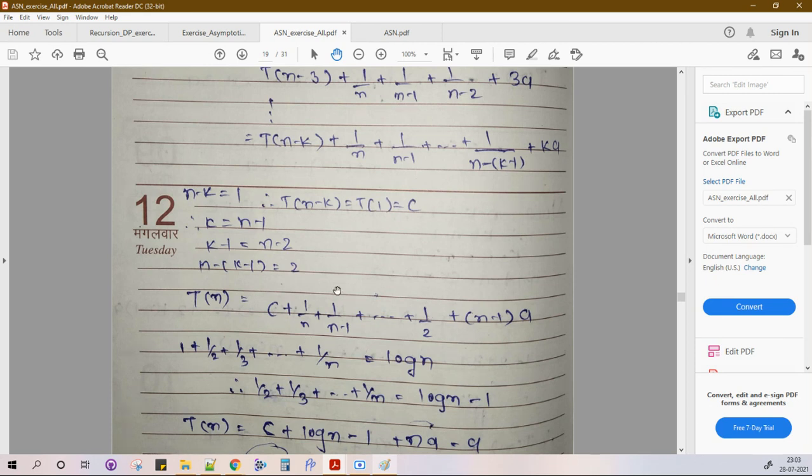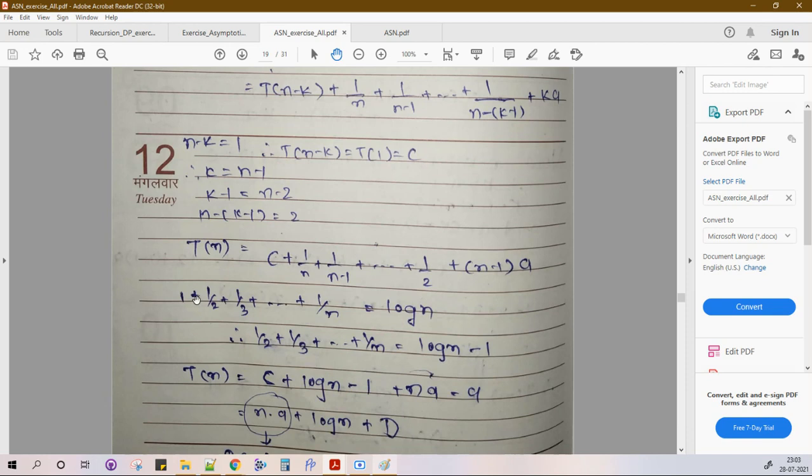So how to solve this series? We know it starts from 1, 1 plus 1 by 2, 1 by 3 up to 1 by n is log n. So if I take 1 from the left-hand side to the right-hand side, it would be log n minus 1. So let's put log n minus 1 back into the equation. It would be c plus log n minus 1, and n minus 1 into a is nothing but na minus a, just simple multiplication.